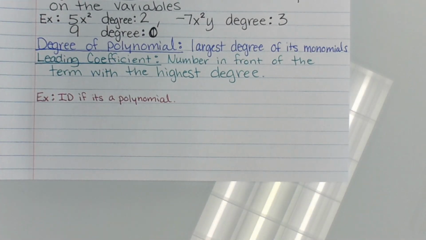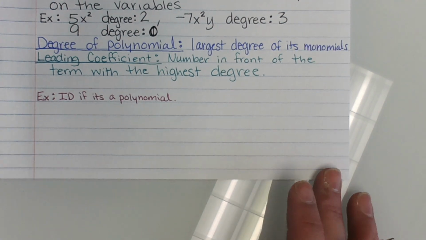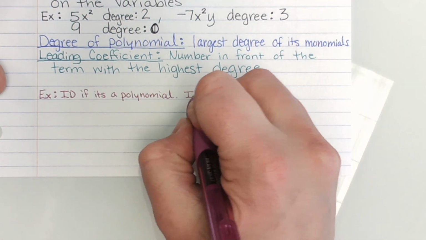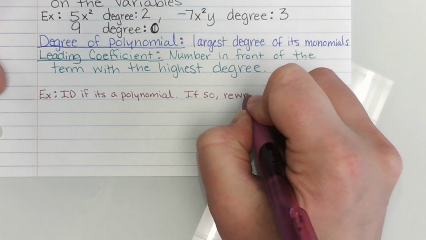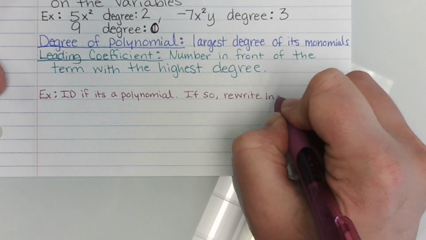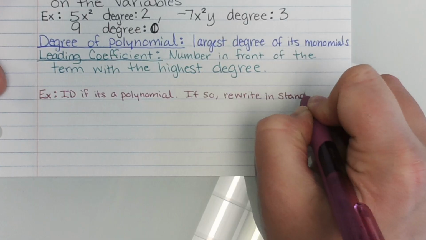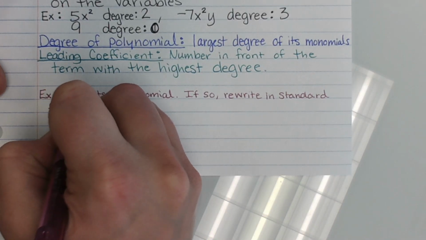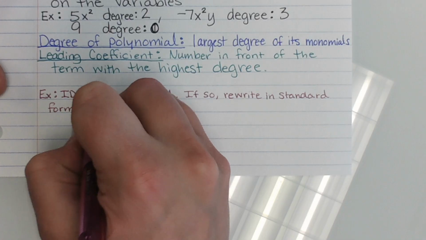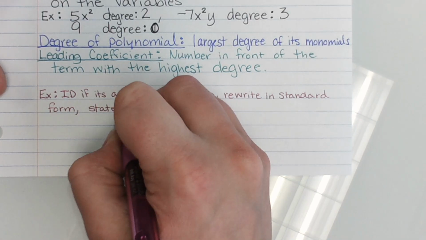So some problems today are going to start with identifying if it's a polynomial, similar to what we already did. But then they are going to say, if so, rewrite in standard form. State the degree and leading coefficient.